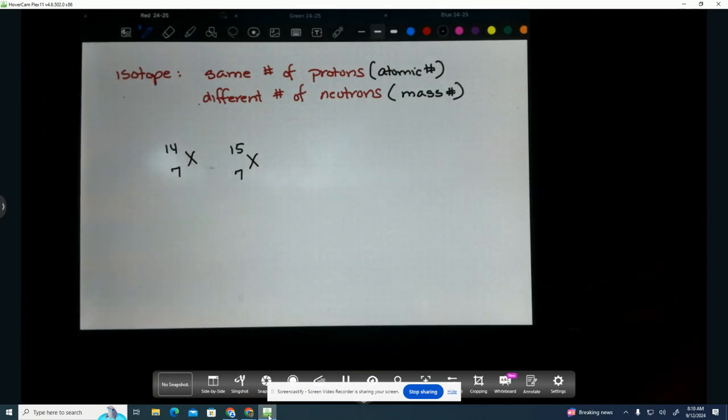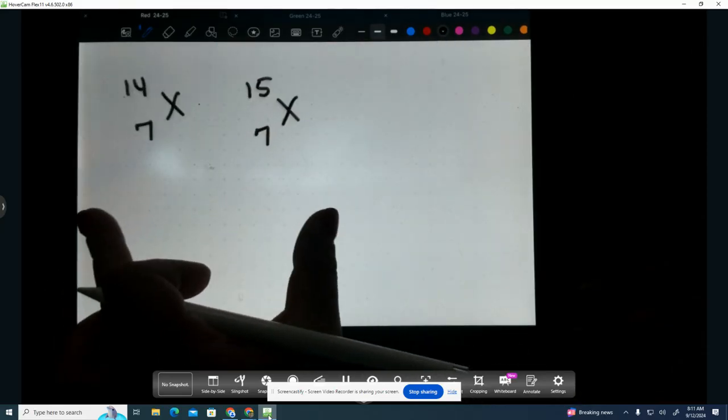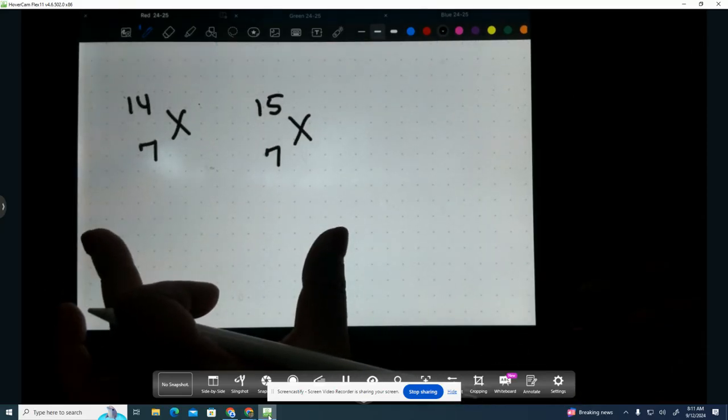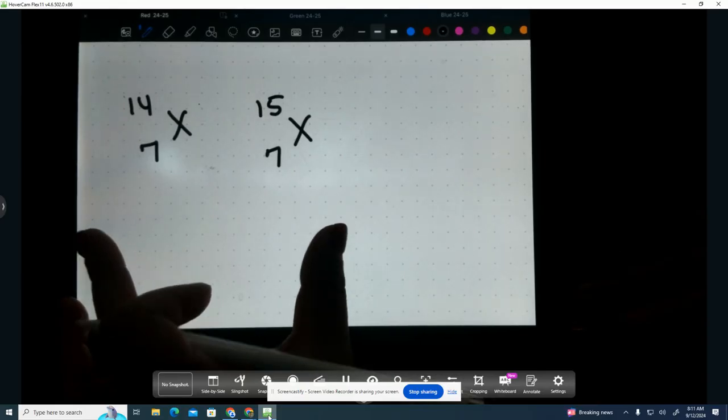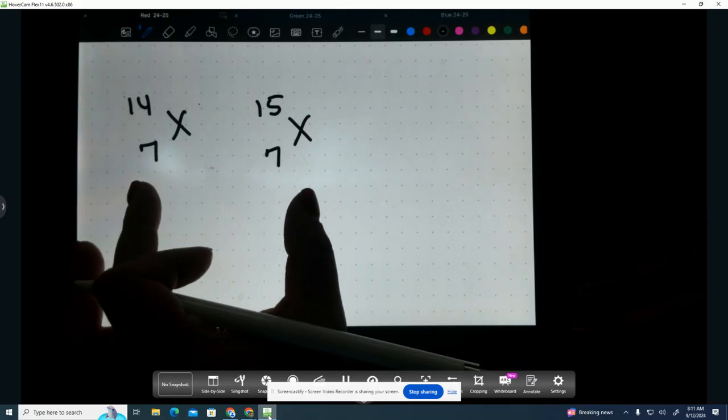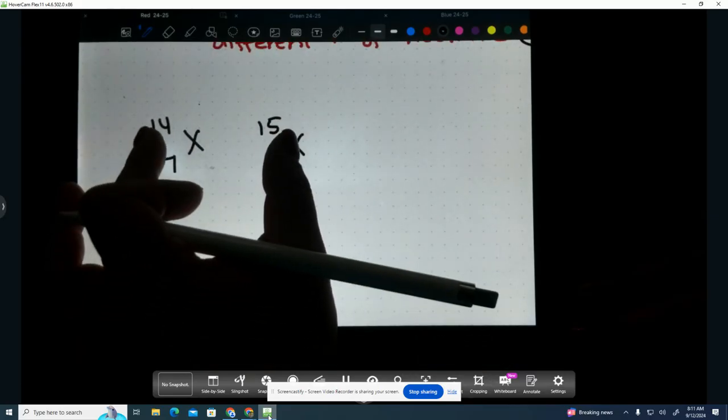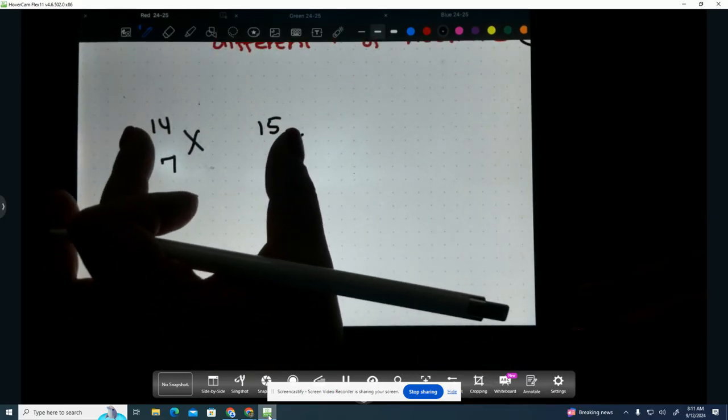Are these isotopes of each other? Jacob, what do you think? Are these two suckers isotopes of each other? How do you know that they're isotopes? What do they have the same of? Same number of protons. That's the bottom number. And different numbers of neutrons, which is the top number.